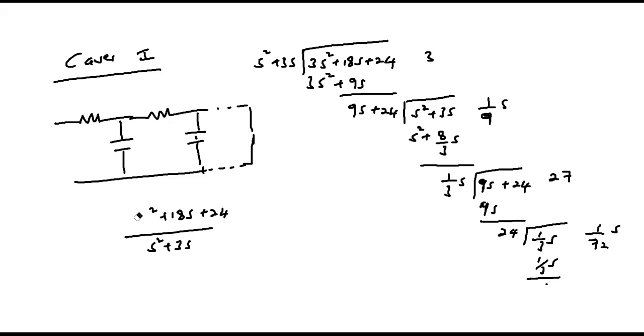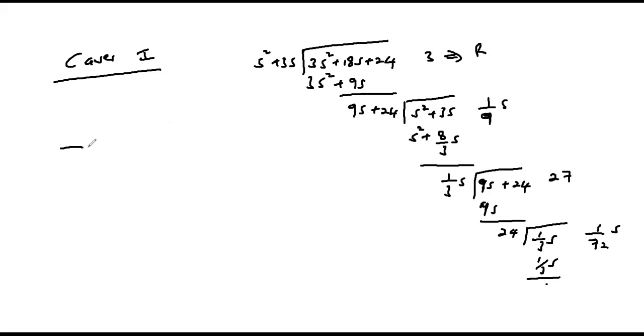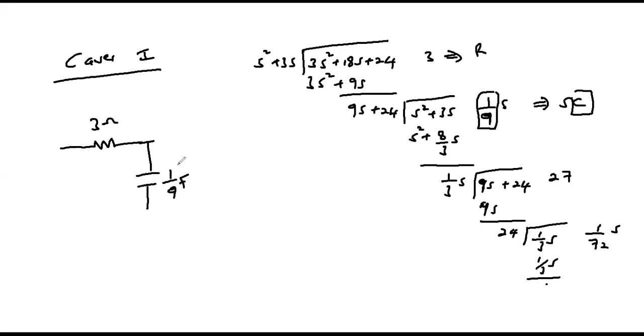From this, then we can draw the circuit as follows. The first component will indicate a resistor. So this is a resistor, and the resistance is going to be 3 ohms. The second term indicates admittance due to capacitor. Admittance due to capacitor is given by SC. If we compare this, then the capacitance is 1/9, and therefore this is 1/9 farads.